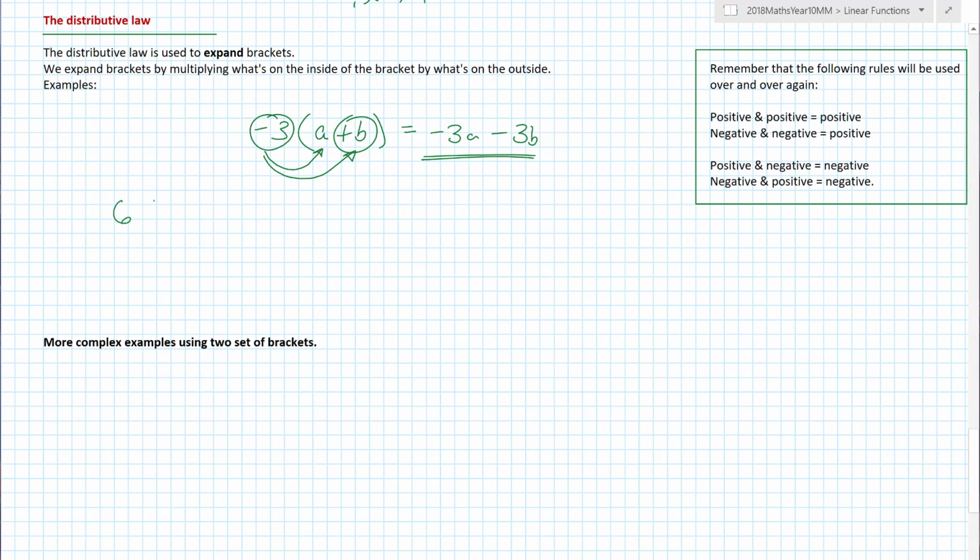And this can become even more complicated.